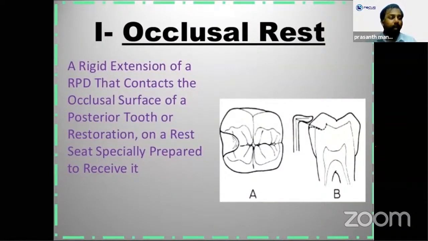So coming to different types of rest. Occlusal rest, yes, definitely it will be over the occlusal surface of premolars and molars. So that's why it's known as the occlusal rest. So it has to be over premolars or molars, the posterior teeth. It can be placed over a restoration. That means it can be over a cast restoration. It can be over a tooth.